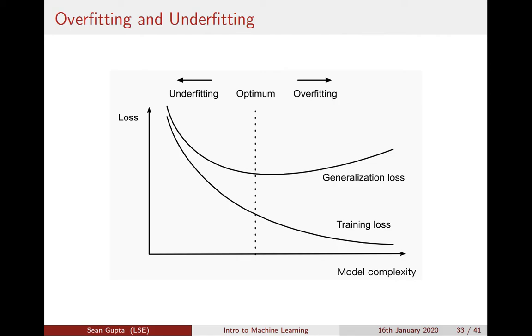You're not really learning. What you want is something in the middle, because at the end of the day, you're interested in the generalization error or the test error, and you can achieve this optimum by finding a model that's not too simple, that doesn't underfit, and also not too complicated, that doesn't overfit.